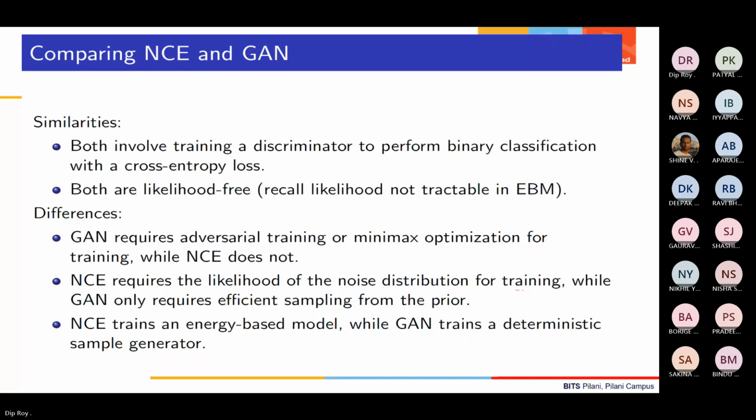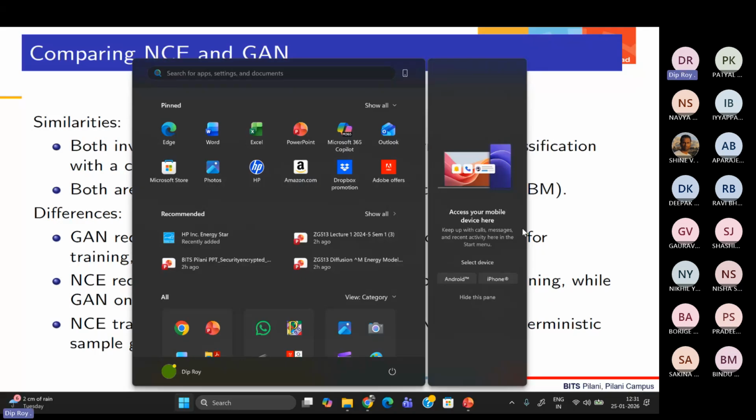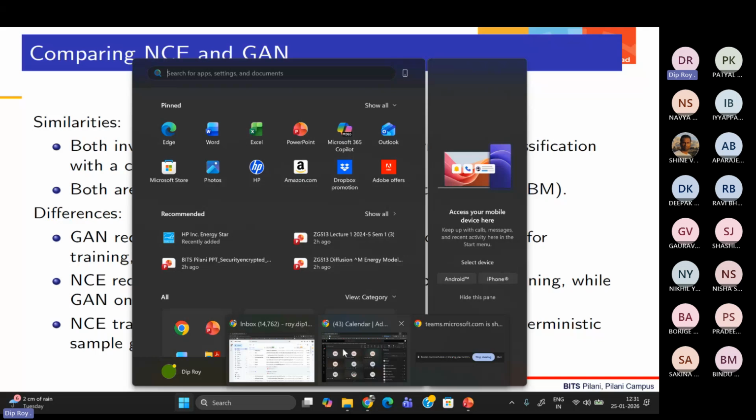So this is essentially, more or less, the machinery of energy-based models. Now, any questions on this?